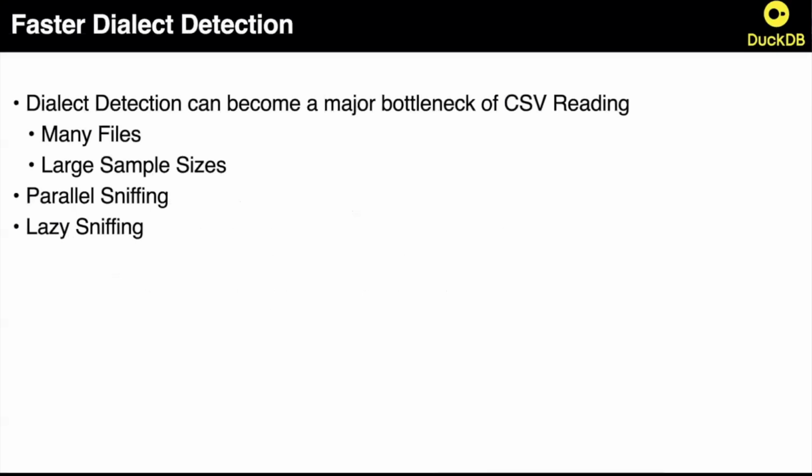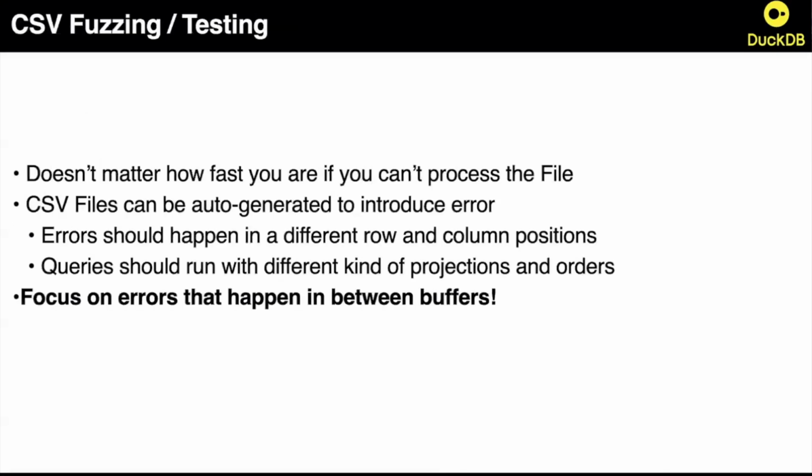Faster dialect detection. You think about playing around with the buffer configuration rather than playing around with the data? Yeah, absolutely. You can actually set the buffer size in DuckDB. There's an option for that. Hopefully undocumented, because people don't use this option, okay?